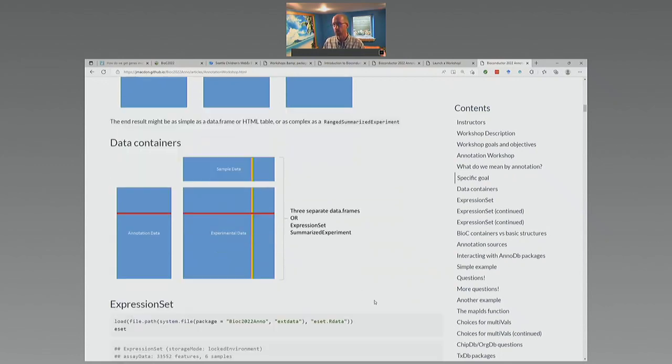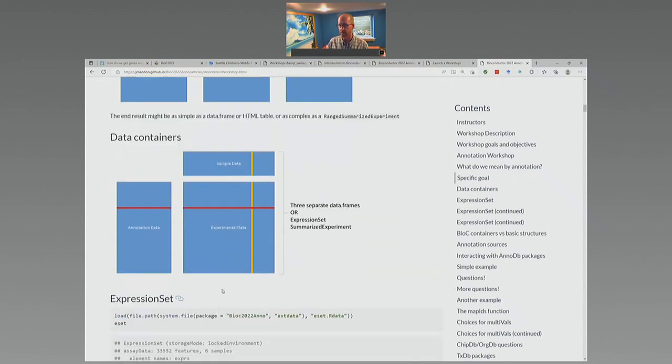Another thing we could do is put it in a data container, like an expression set, where the experiment data is the first block over here, with samples in columns and genes in rows. Then we've got another data frame with the annotation data, and another with the sample data. For each column, we've got some information about the sample, whether it was treated or control, or the sex or the age or the weight or whatever kind of information we've got on that sample.